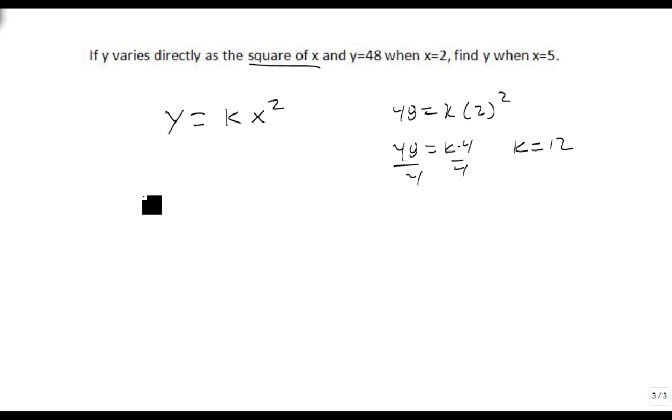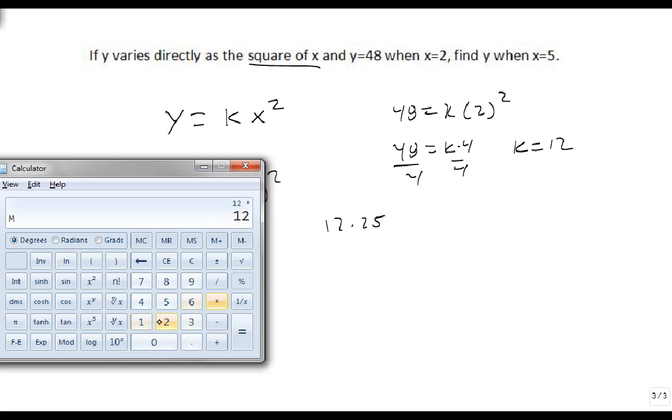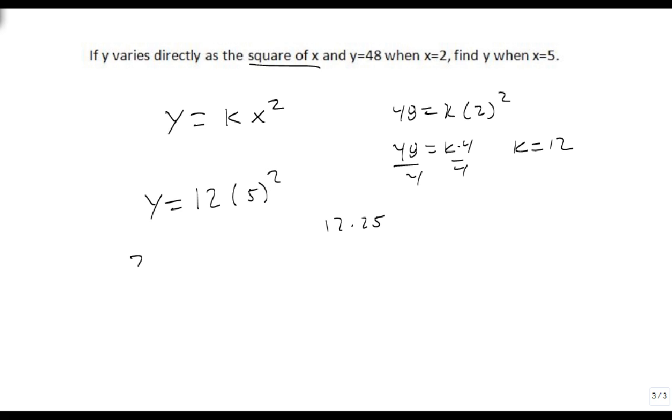So now we can find y with a 12 times a 5 squared, 12 times 25, and y is 300, so that 300 equals 12 times 5 squared. And so I've correctly used my direct variation to solve for one of these variables after finding my k. Notice that k is not usually given. Usually we give you everything else and you have to find the k.